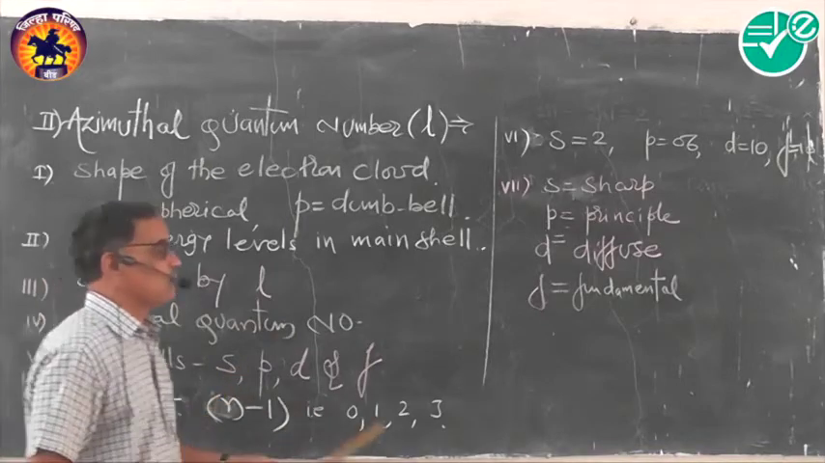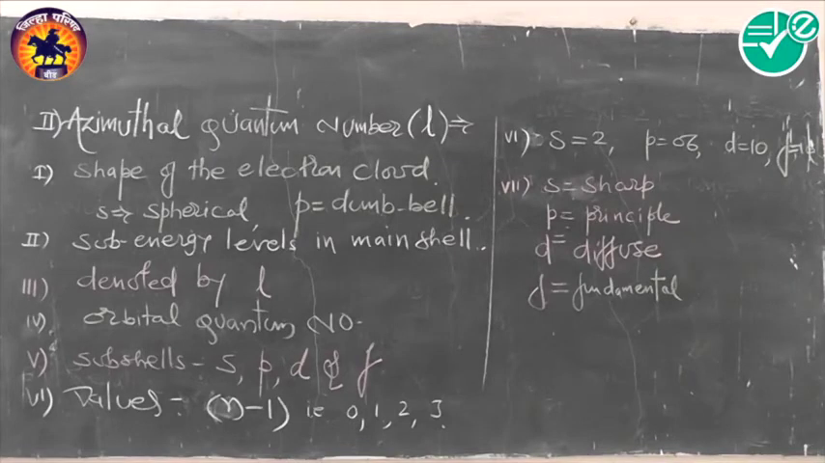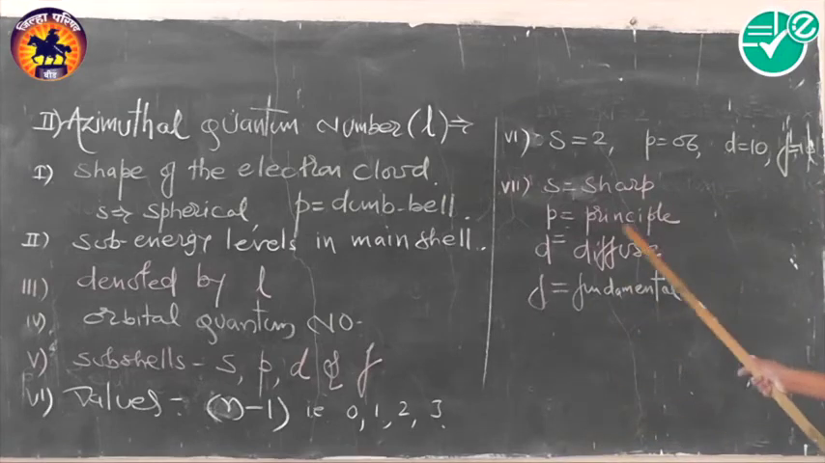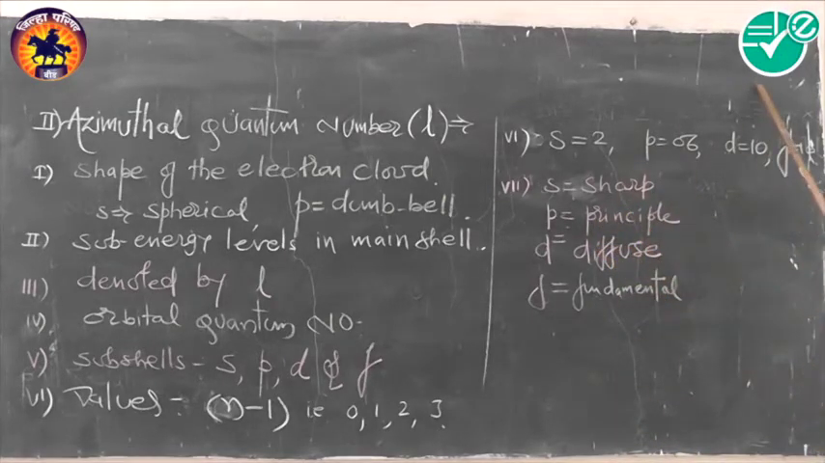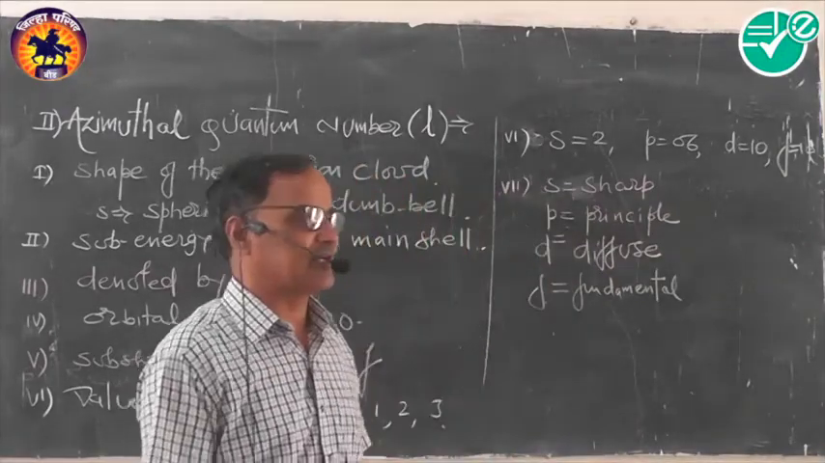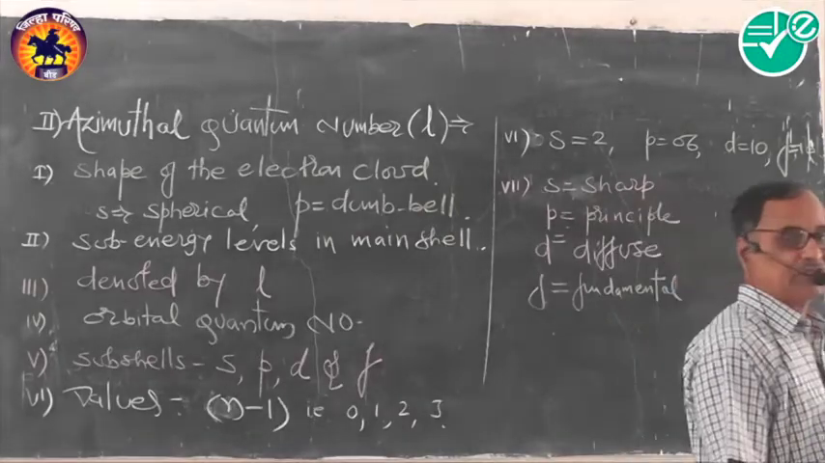That is p. Why is this p taken? This p letter is taken from the word principle. So the principle, that is p. p is taken because these elements generally take part in a chemical reaction or behave as a principle.